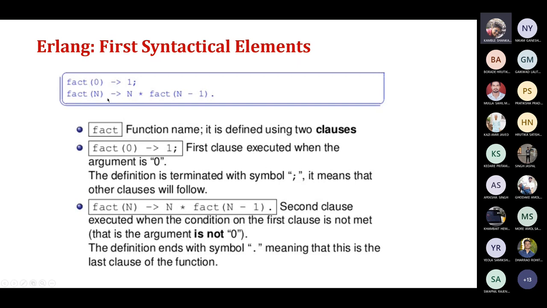So if you had one more clause, then you would have a semicolon here and then one more, to say that this is not the end of it. The full stop is going to mark the end of it.